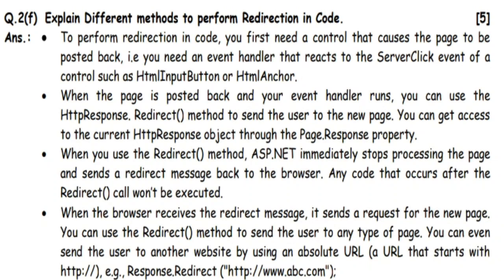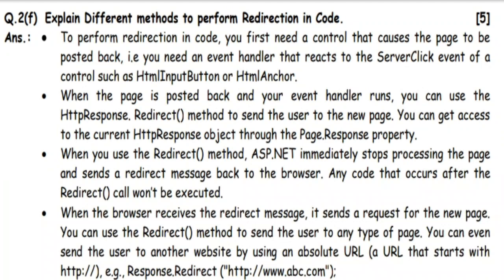To perform redirection in code, you first need a control that causes the page to be posted back. That is, we should have certain events, like on button click I want to switch from the current page to a specific page. So we should have some event handler. This is the first thing: whenever we want to perform redirection in code, we need one event handler. To have a specific event, we can make use of the HTML input button control or HTML anchor, which means we can make use of the a tag.